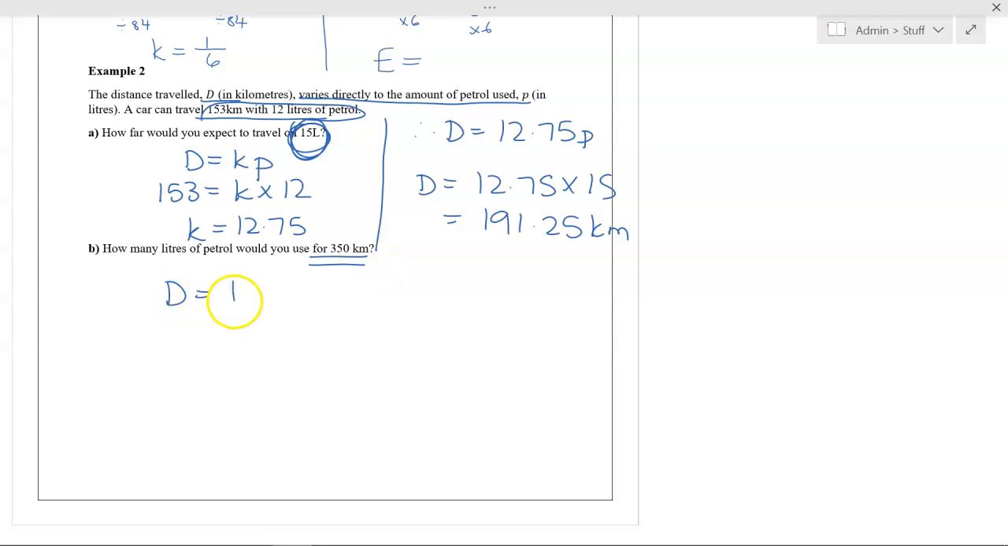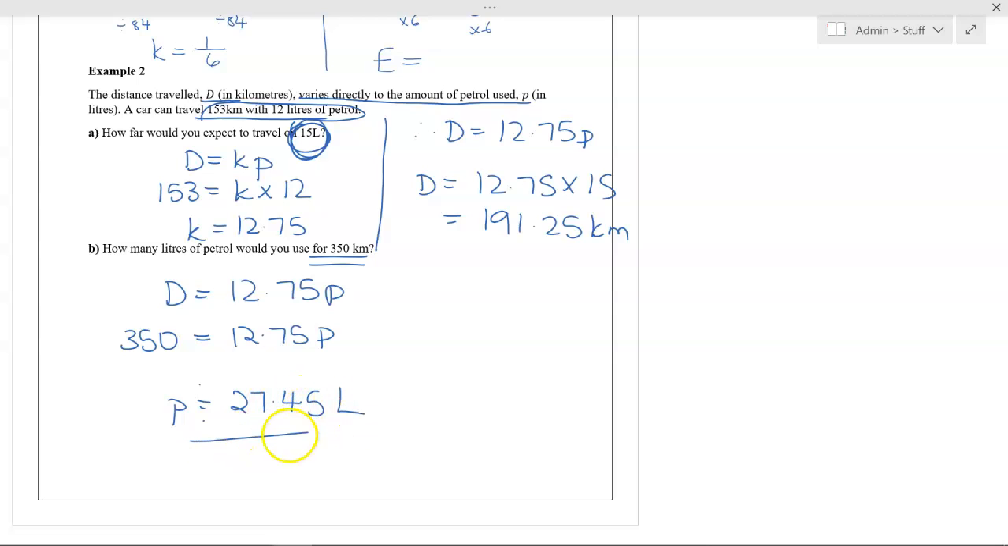In part B, we're going to find out how many litres it uses for a distance of 350. So write the formula, replace D with 350. Now we need to solve. So let's divide both sides by 12.75, and we should get P equals about, I'll have to do some rounding, 27.45 litres. The question will tell you what to round to.